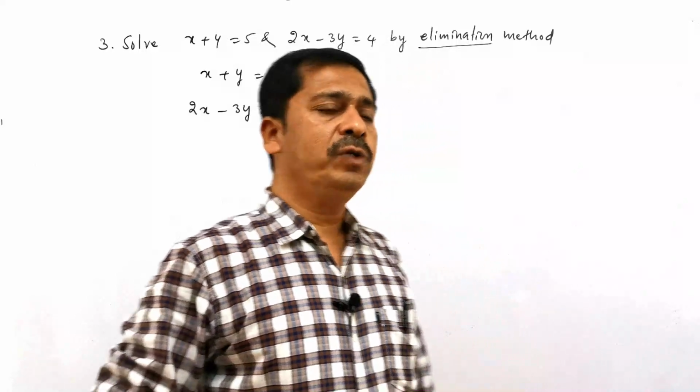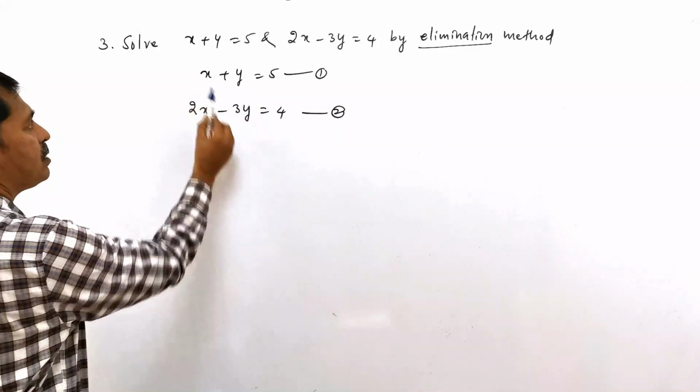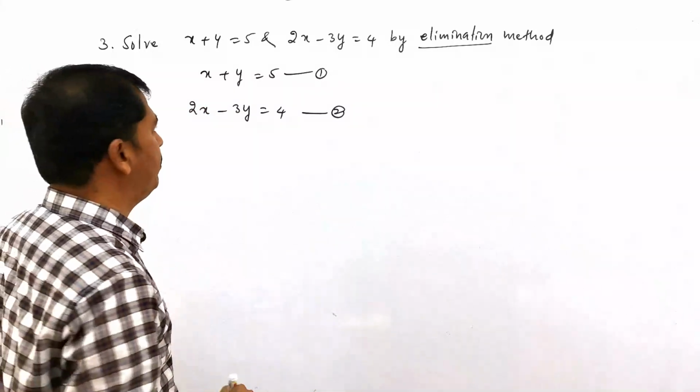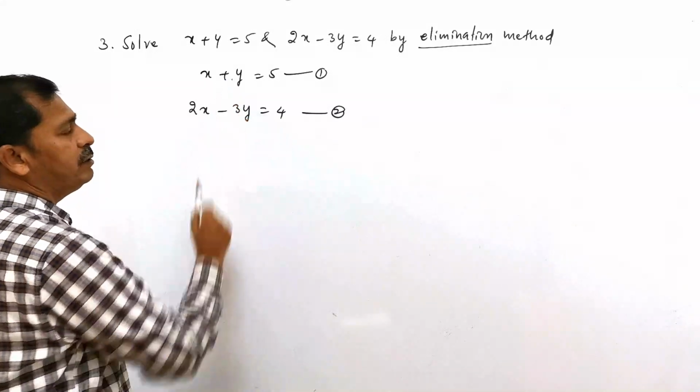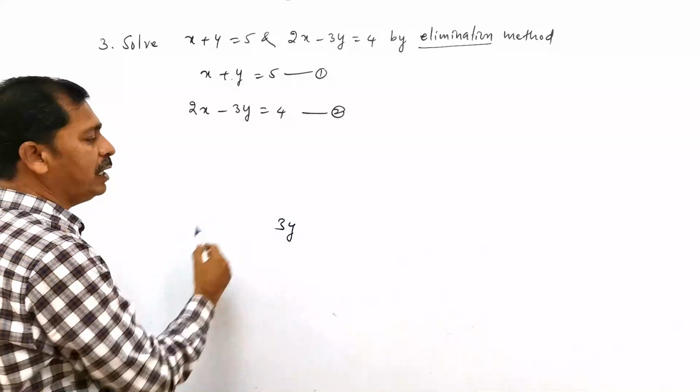Okay. So in the next step, what do you have to do? You have to make either the coefficient of x the same or the coefficient of y the same. I wish to make the coefficient of y the same here. See, what is the coefficient of y? Here it is 3. Here also I need 3. So in order to get 3, we cannot write 3 directly here.